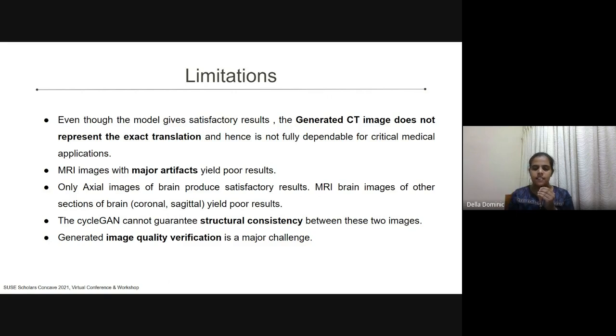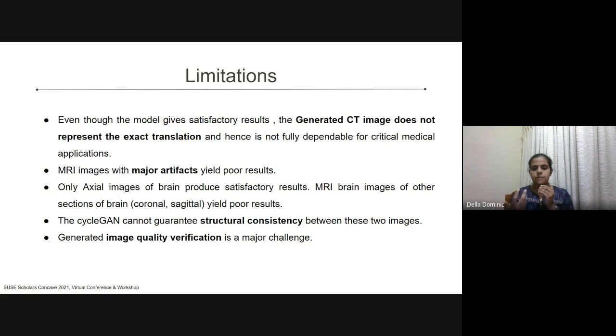And then another important thing is structural consistency. It cannot guarantee structural consistency, and that again is the reason why we are using axial images to train the model, and the model will only work on axial brain images. It will not give a similar result for coronal or sagittal sections, that is longitudinal sections of the brain or any other part of the organ, and this is because of structural consistency.